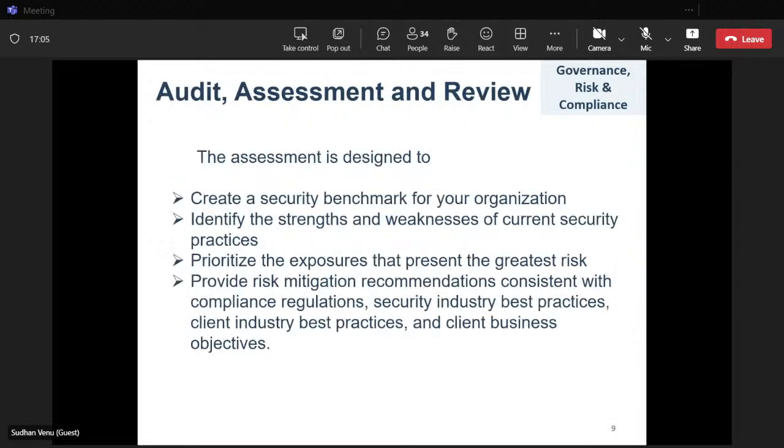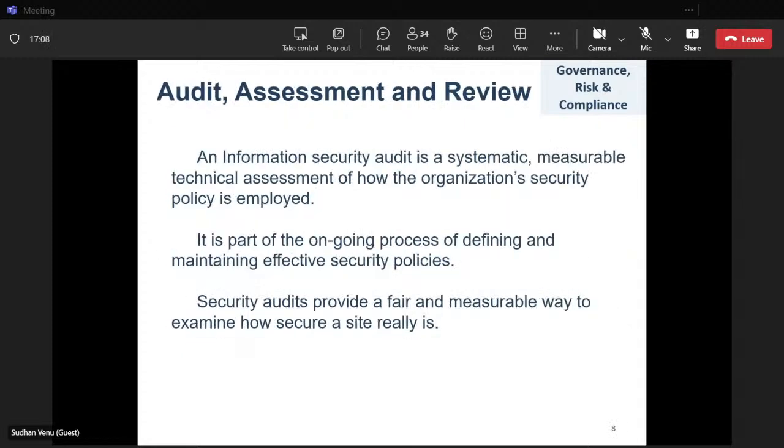And next one is audit, and how the audit is going to make the assessment. Now they are going to review those audits. That is what we are going to see here now. In this audit, it is a measurable technical assessment of how the organization's security policy is employed, and it is part of the ongoing process of defining and maintaining effective security policies. In terms of security audit, it provides a fair and measurable way to examine how secure the site really is, which the organization is currently holding.